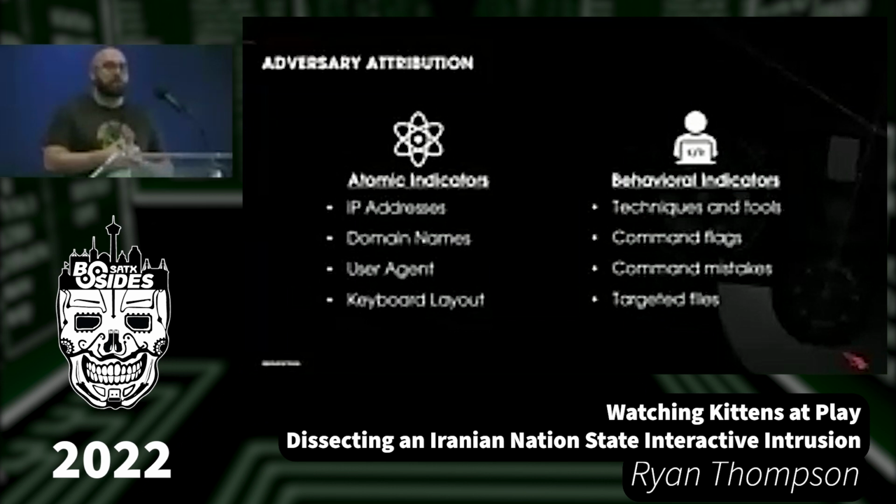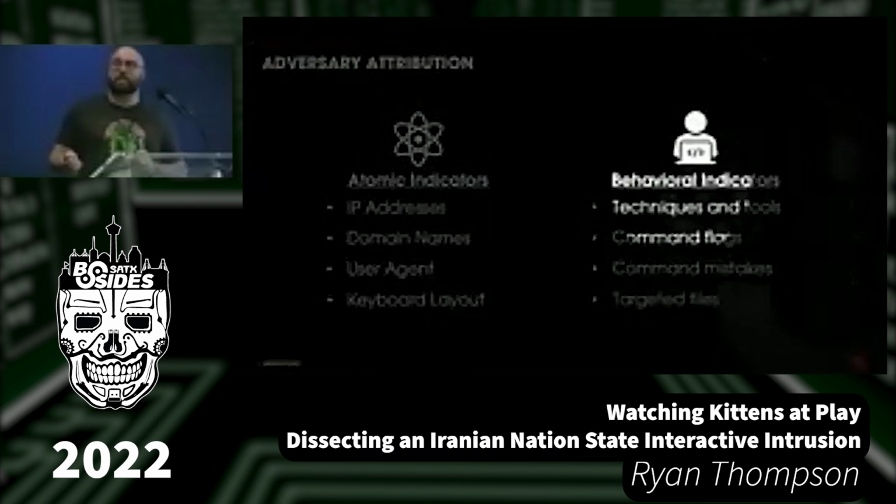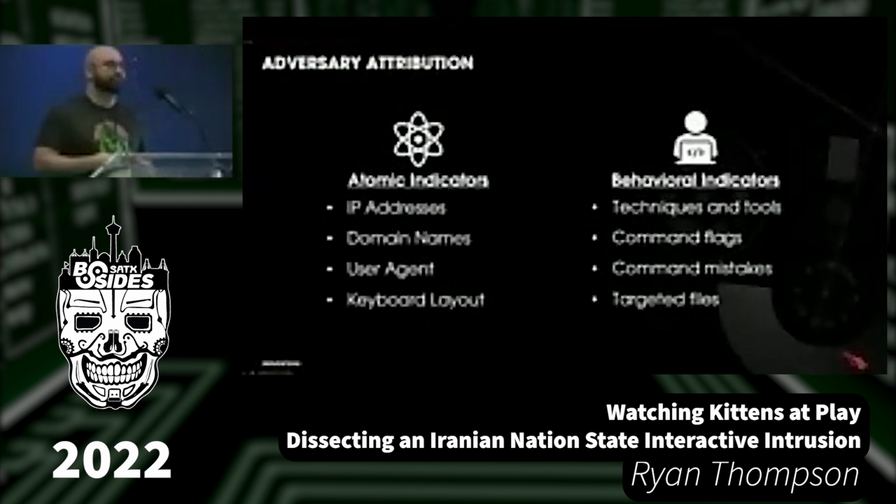You have your atomic indicators that are things like IP addresses and domains. Those can be easily faked. Those can be easily subverted, right? If we think about the pyramid of pain, those are easy for an adversary to swap out. On the other side, though, these behavioral indicators are actually way more interesting, a little bit more nuanced as well, because not only are we looking at techniques and tools, right?